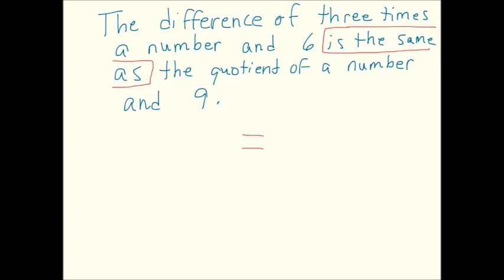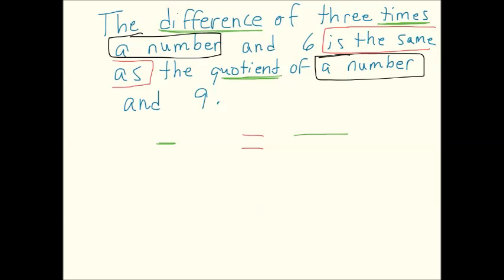So on the left side, the operation that I see is difference. Difference means subtraction, so I'm going to put that subtraction sign here. And then I also see another operation, which is times. On the right side, I see an operation, quotient, and quotient is the answer in a division problem. So I can either use the division bar, or I can use a fraction bar. In this case, I'm going to use a fraction bar. Again, just like we talked about before, anytime we see a number or the number, that's going to be my variable. I'm just going to replace those with x's.